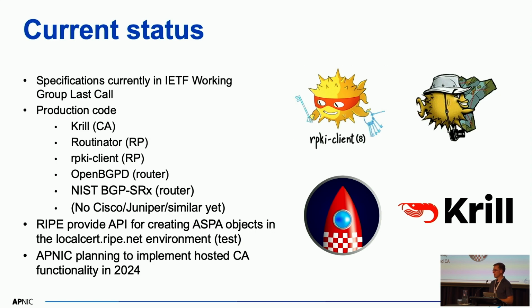One thing to keep in mind here, though, is that these documents aren't final yet, and they have changed a little bit over time. And in particular, there are some pending updates to Krill and Routinator, and possibly also OpenBGPD to match the latest specification. So things are still a little bit in flux if you wanted to try this out. And for APNIC, we're planning to implement this next year.